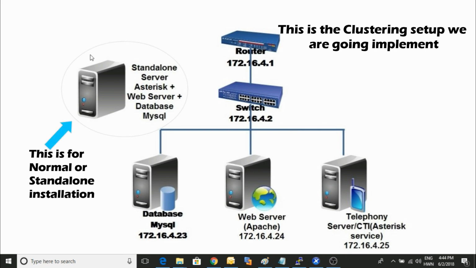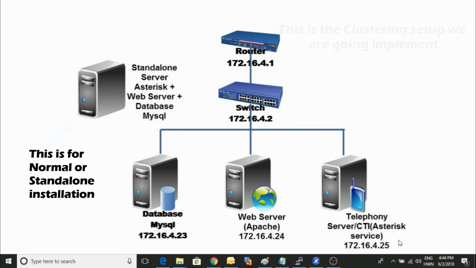In the last video, I showed you the standalone server, with Asterisk, web server, database server and MySQL all installed on one server. But in this video, I am going to show you how to install them individually. The database server with MySQL has the IP address 172.16.4.23, the web server running Apache is 172.16.4.24, and for the telephony server I am installing the Asterisk service, 172.16.4.25.